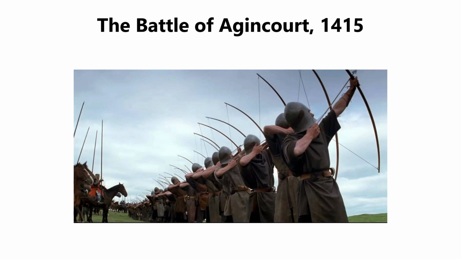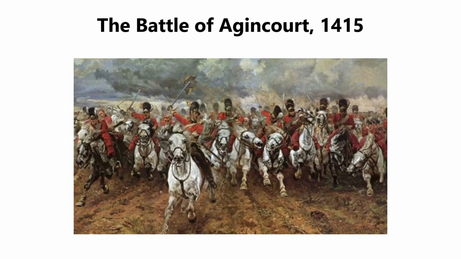The English longbowmen, positioned behind a line of sharp stakes, launched a devastating barrage of arrows at the advancing French. The arrows struck the French knights and soldiers with deadly precision, causing chaos and confusion among the ranks. The French knights, bogged down in the mud, struggled to advance, while the English archers continued their relentless assault. As the French lines faltered, Henry V's men launched a counterattack, and the French were crushed.